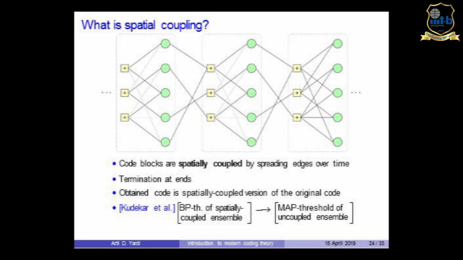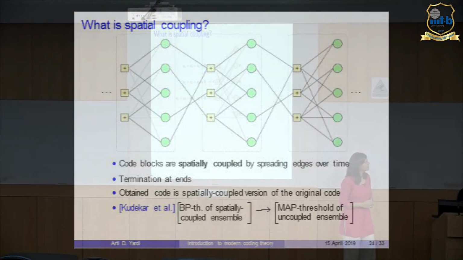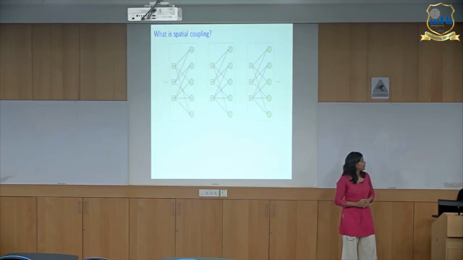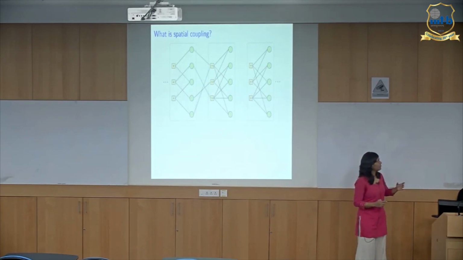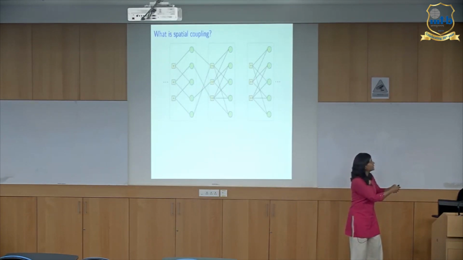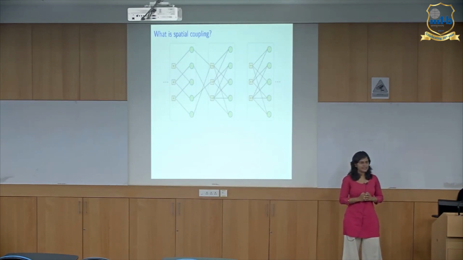Now I mentioned that these days people have been trying to design these spatially coupled codes. Now let's see what this spatial coupling is. Let us bring back our LDPC code example which I had introduced earlier. In spatial coupling, what we do is we consider multiple copies of the same code. And then in the next step, we take out some of the edges from one copy and connect them to the copy which is placed adjacent to it. And we keep on doing this.